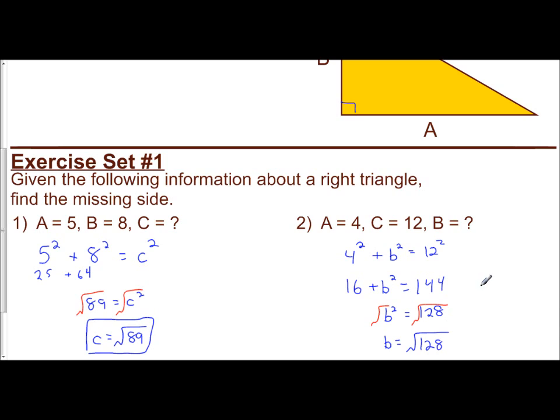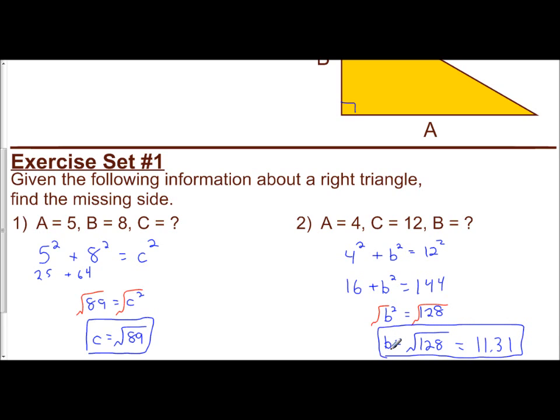Now, normally what we would do is we would focus on simplifying our radical like we've always done in the past. However, for this, let's just go and get the decimal approximation of the square root of 128, and that is 11.31. And so that is the value I will be looking for.